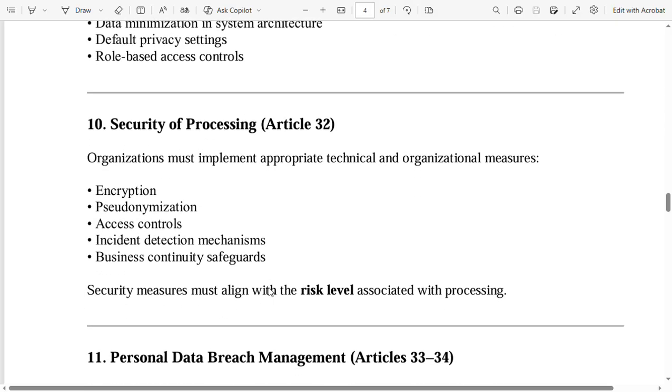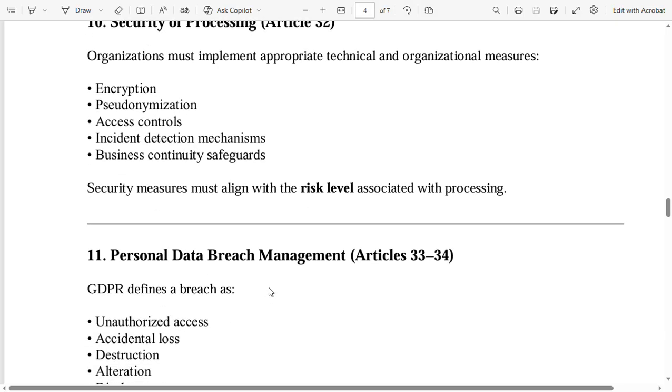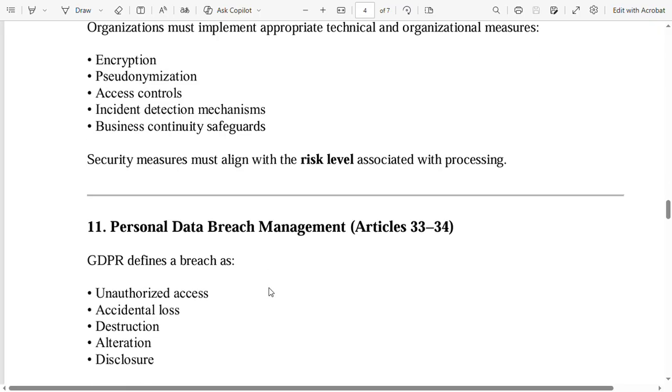10th, security of processing, Article 32. Organizations must implement appropriate technical and organizational measures. Encryption, pseudonymization, access controls, incident detection mechanisms, business continuity safeguards. Security measures must align with the risk level associated with processing.